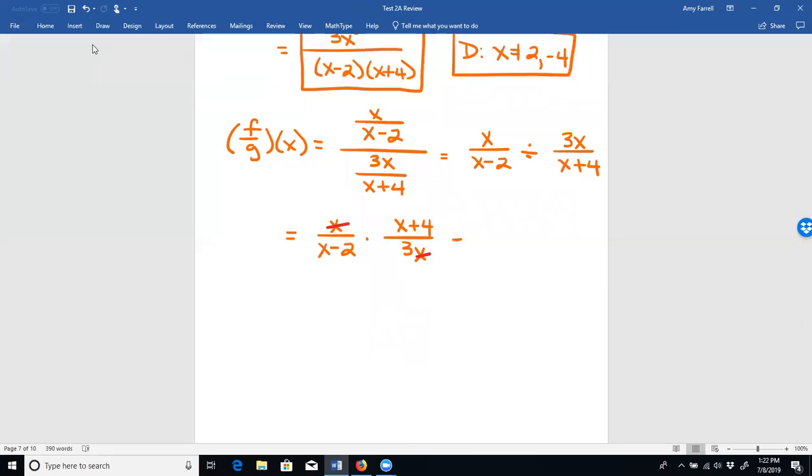So our reduced answer would be x plus 4 over 3 times the quantity x minus 2. If you would like to distribute the 3 in the denominator, go for it. Doesn't matter. Both are correct. Now, the domain of f divided by g is a little bit tricky.